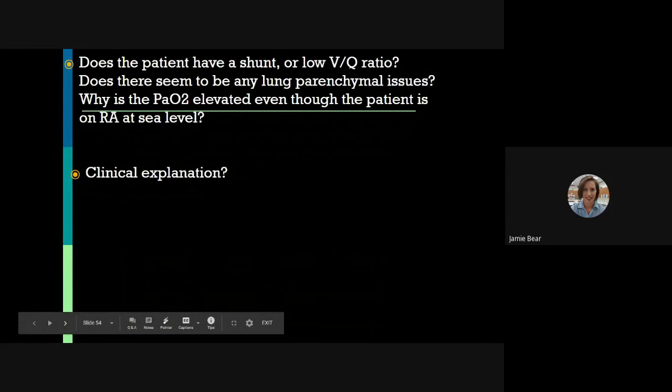Does the patient have a shunt or low VQ ratio? Does there seem to be any lung parenchymal issues? Why is the PaO2 elevated even though the patient is on room air at sea level?